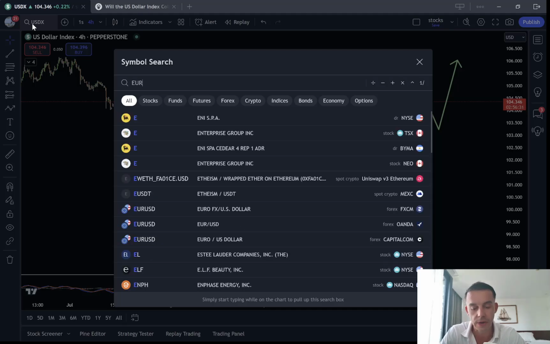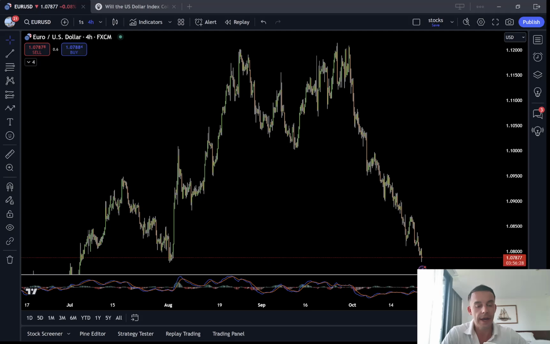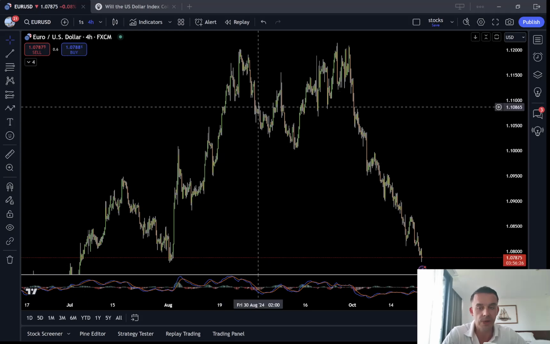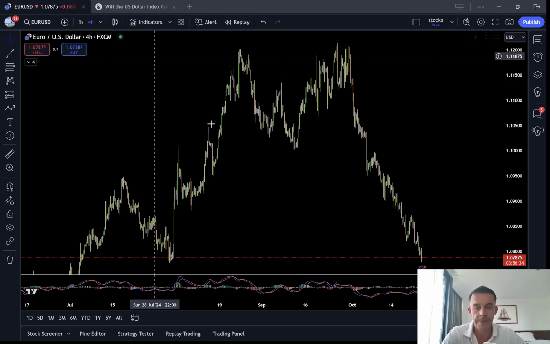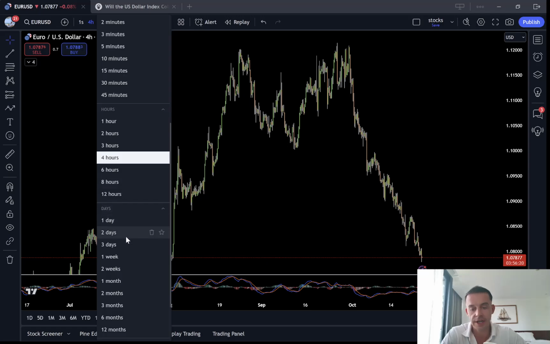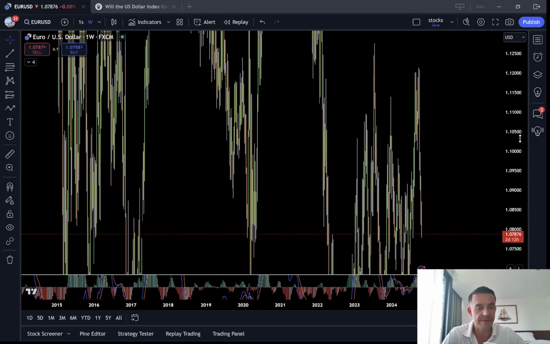So EURUSD, what is happening on it? It's kind of the opposite of what is going on in the US dollar index. We look at the 4 hour, it is slowly grinding down. We'll zoom out to the weekly first and just see if we can mark some key levels.